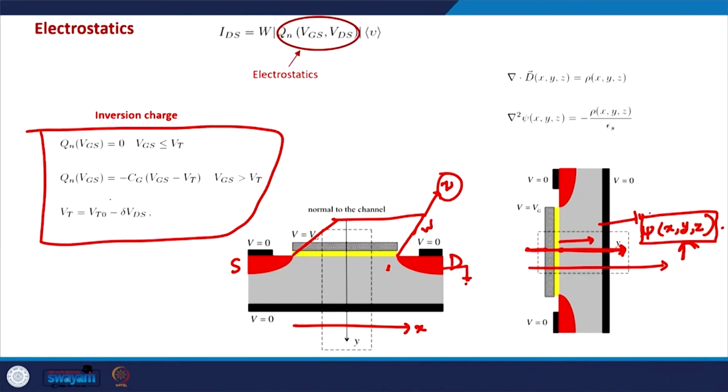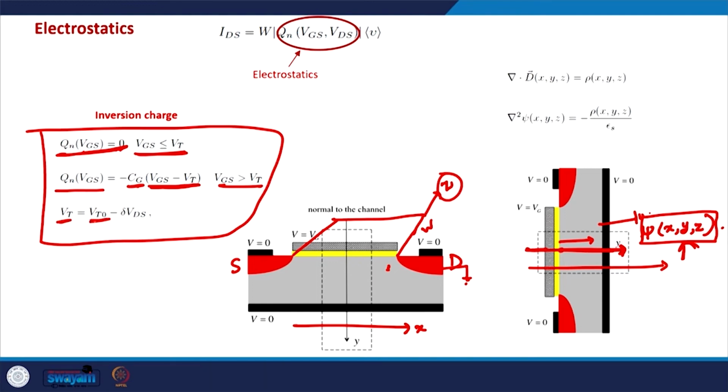So Qn is the charge in the channel, the mobile charge in the channel. We assume that when Vgs is less than Vt, below threshold voltage, this mobile charge in the channel is 0. This is what we have assumed so far, and the mobile charge in the channel above Vt depends on the gate capacitance and the difference between Vgs and Vt. This we have also seen while discussing the IV characteristics of the conventional MOSFET.